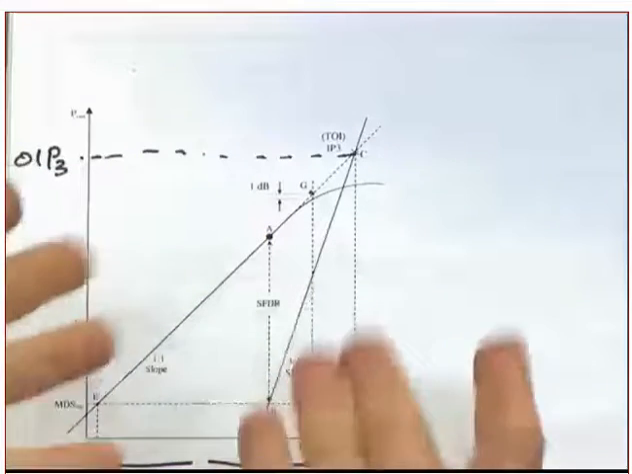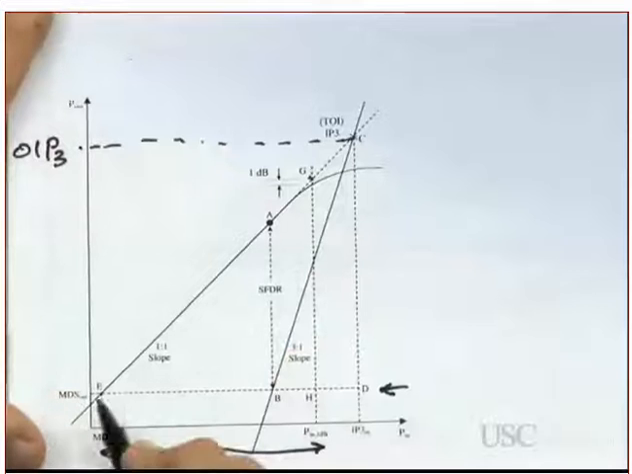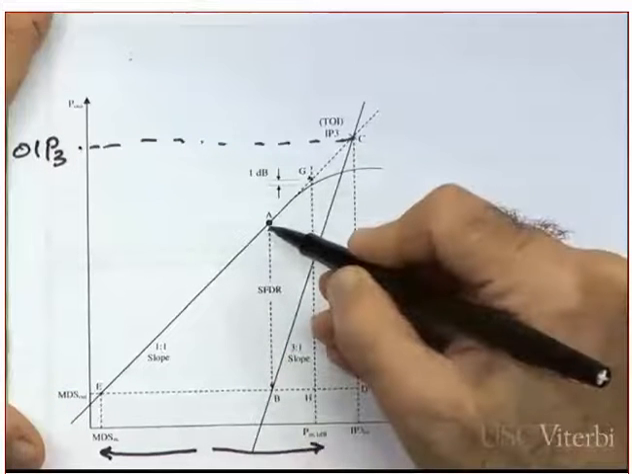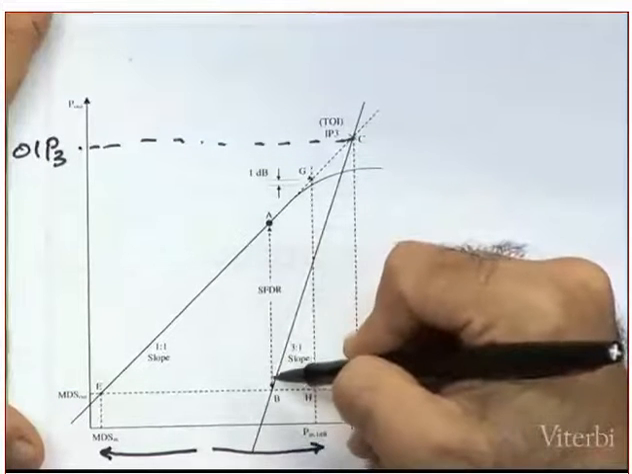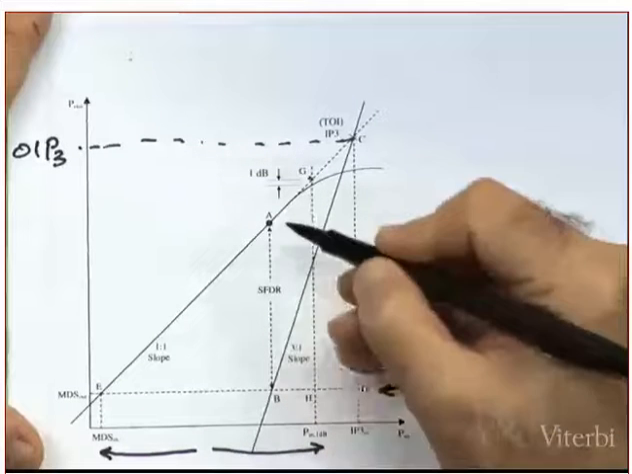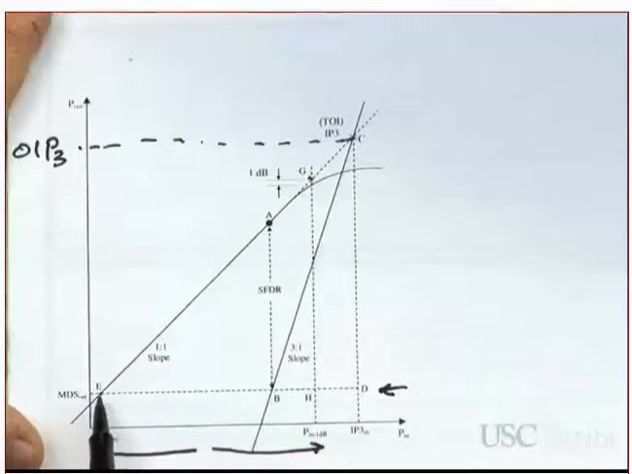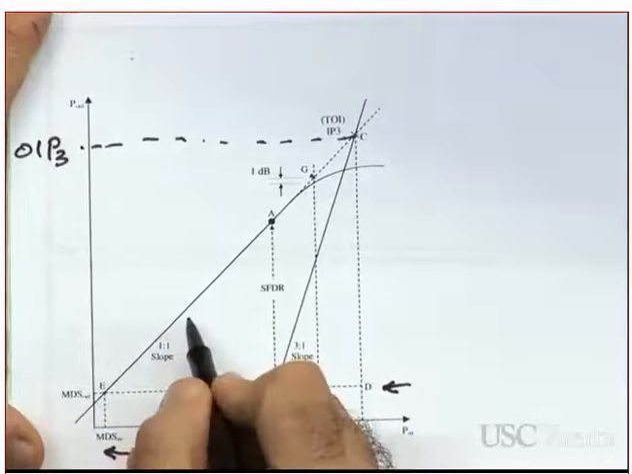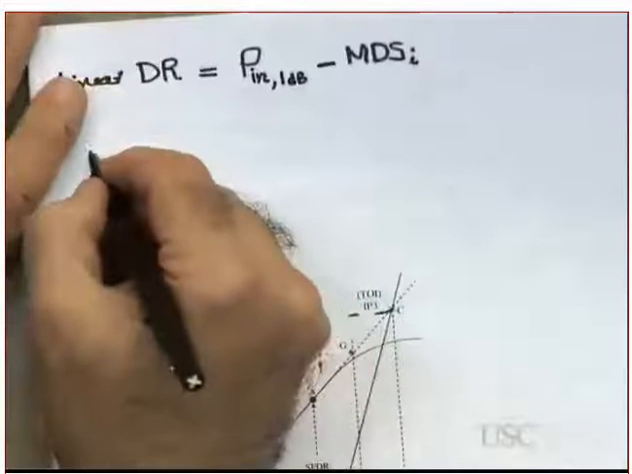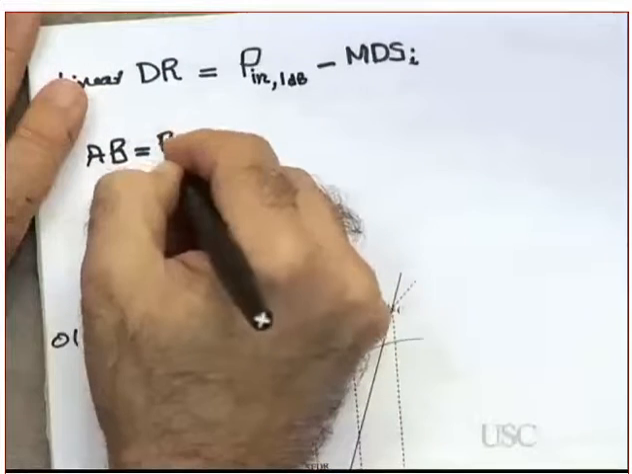How? Let's do it geometrically. Simple geometry. I want to see this ABCD, so that you can follow it. What do I want? I want to find AB. What is AB equal to? AB is equal to BE. Do you agree? Why? Because the slope of this is 1. So AB equal to BE.